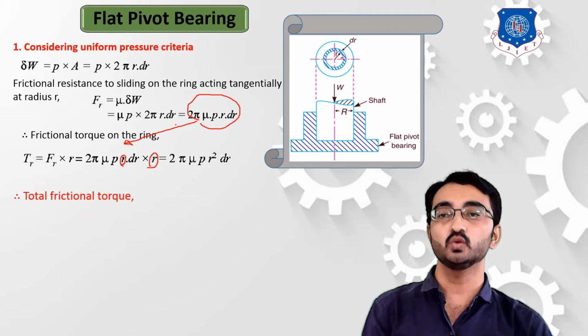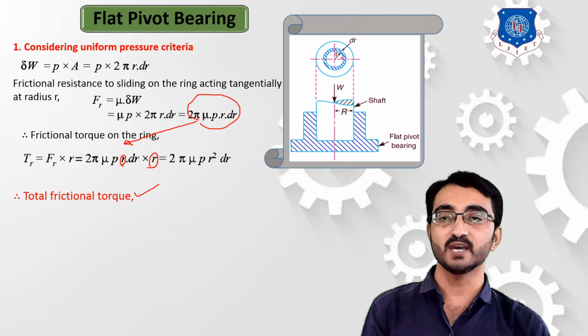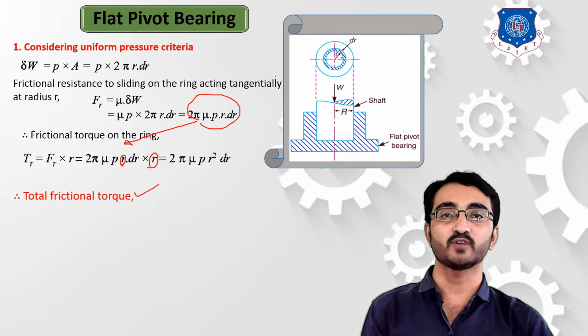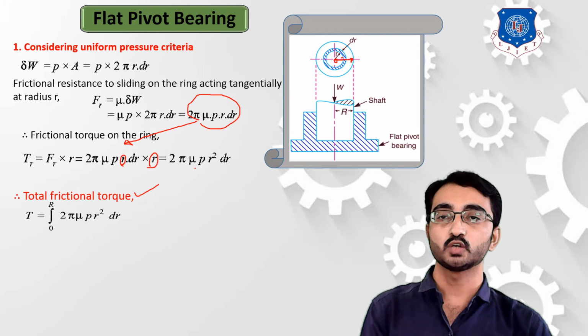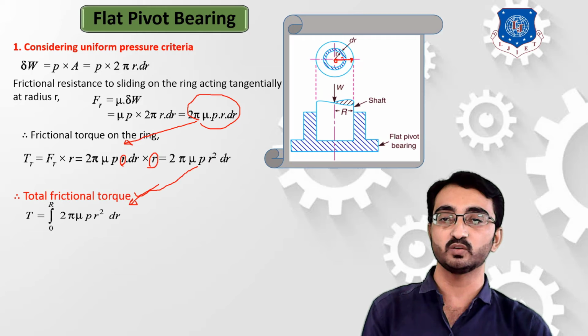Okay, so now to derive the equation for total friction, we have to consider the integration for the entire surface. So it will be integrated from the center to the radius capital R. So your final equation will become torque is equal to integration 0 to R 2 pi mu P r square dr. We are simply putting this equation over here and integrating with limits of 0 to radius R.